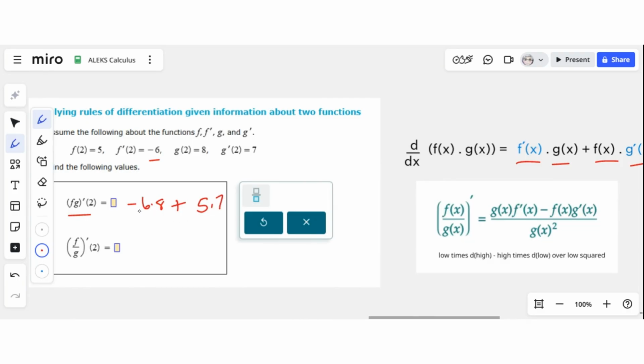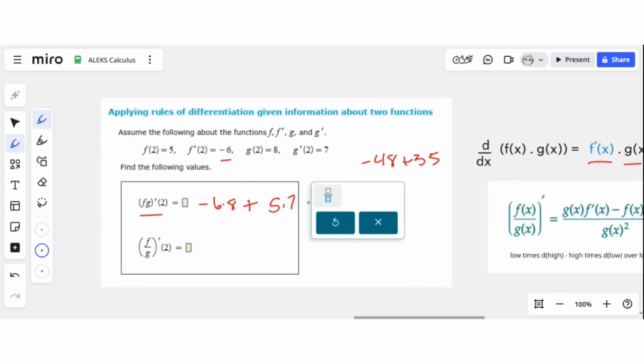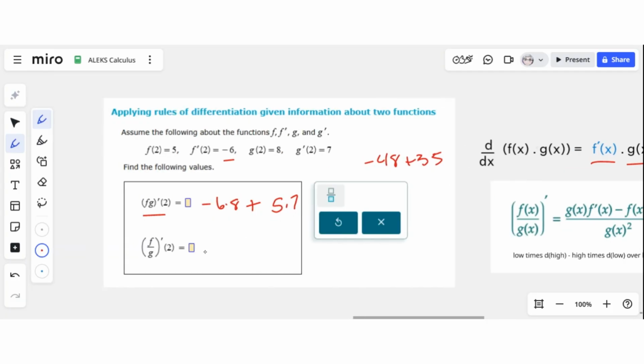is 7. So negative 6 times 8 is negative 48, plus 35. So that's going to be a negative 13, I think. So negative 13 here. All right.